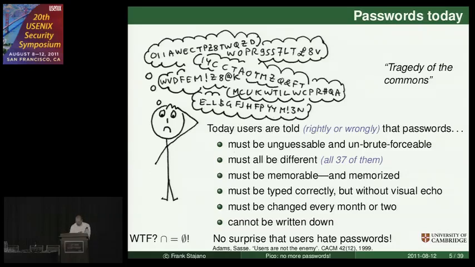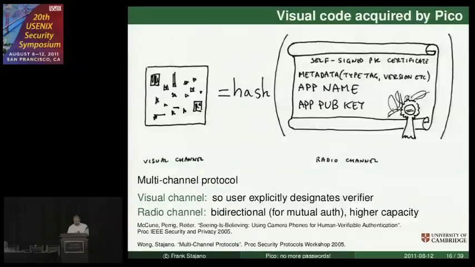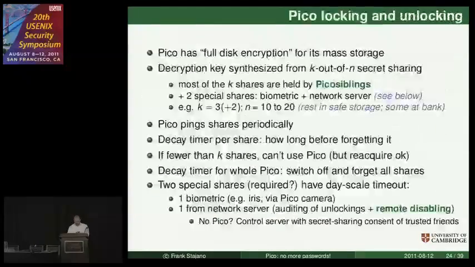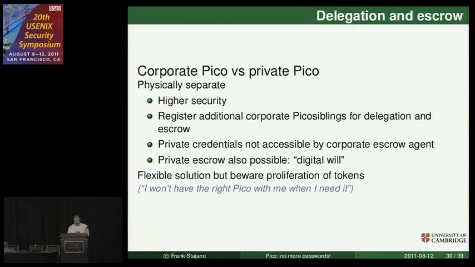So in one of the slides that I decided not to spend any time on because I was being shown timeout, I mentioned delegation and escrow. So you could conceivably split your private passwords and your corporate passwords into two sets. And for the corporate ones, you could have a Pico that you share with your secretary, if that's what you like to do. And she could have a Pico which has the same credentials as you.